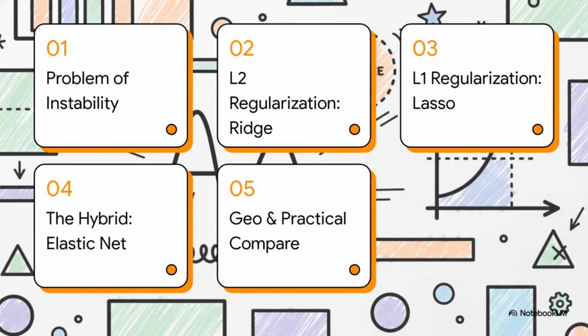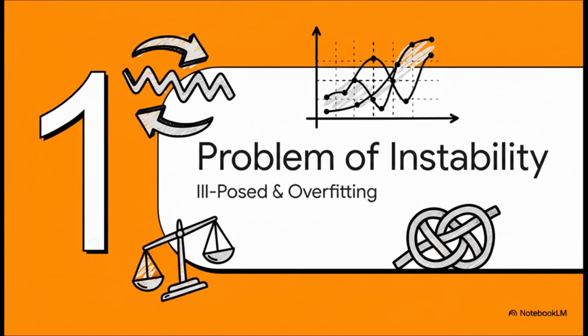First, we'll tackle the problem of instability itself. Then, we'll look at the big three solutions: L2 or ridge, L1, the lasso, and the hybrid elastic net. And finally, we'll compare them so you know exactly what's going on under the hood. Okay, first things first. Why do we even need regularization in the first place?